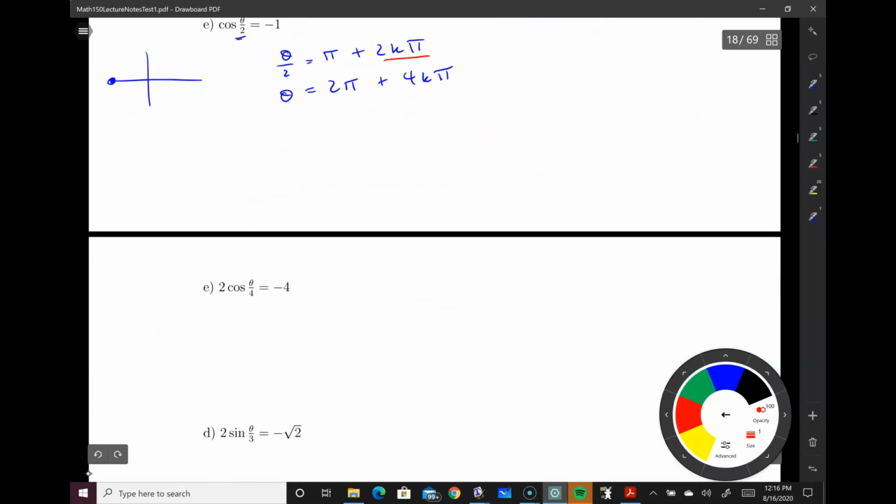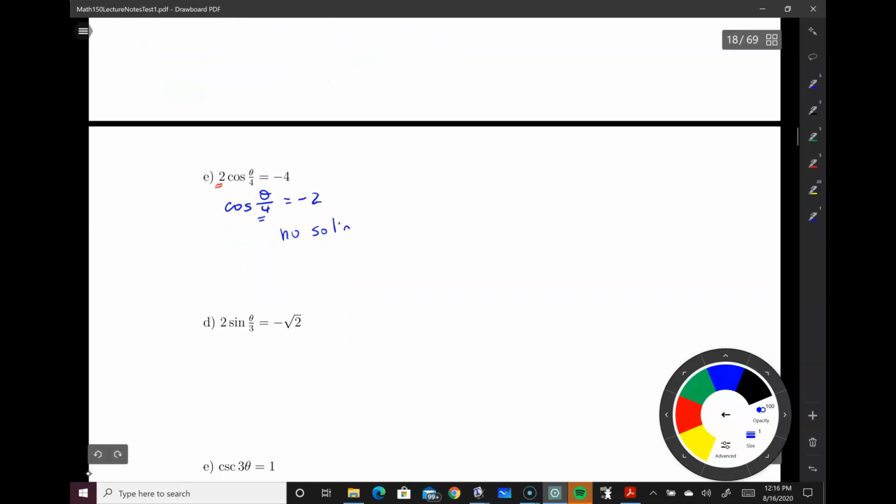All right, so here I have a number in front, so let's go and divide that through first. So that gives me -2. So now I'm looking for the angle that when I take the cosine, I get -2. Well, that doesn't happen because it's a unit circle. So it never gives you the answer of -2. So no solution.